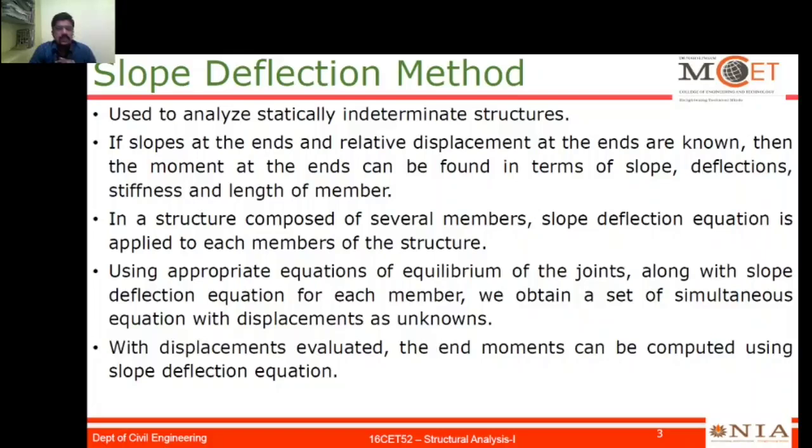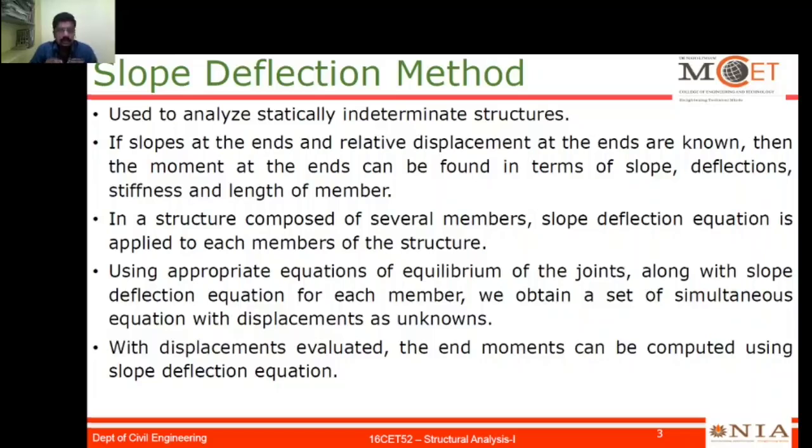The main aim of the slope deflection method is to analyze the statically indeterminate structures. First of all, we want to find out what is the slope at an end or at a point and what is the relative displacement at that point. Then we can find the moment. Our main aim in unit 2 is to calculate the bending moment and shear force. In order to calculate the moment, first we need to find out the slope at the point and the displacement. If we know the slope and displacement, then we can express the moment in terms of slope, deflection or displacement, stiffness, and length of the member.